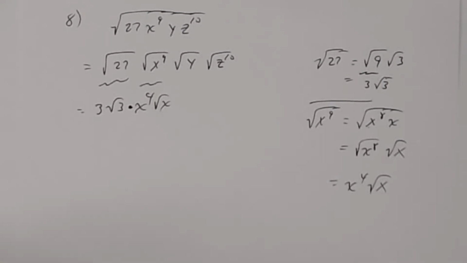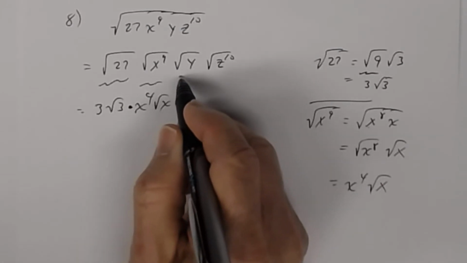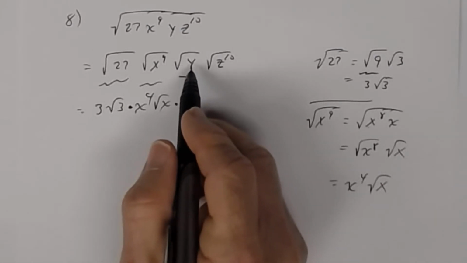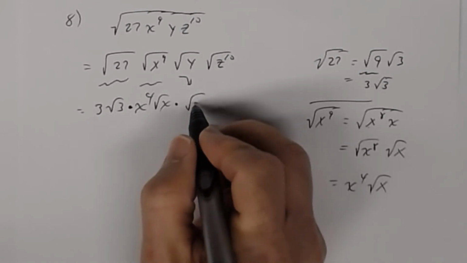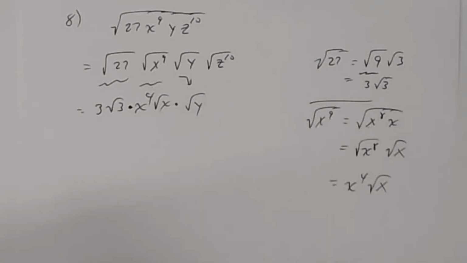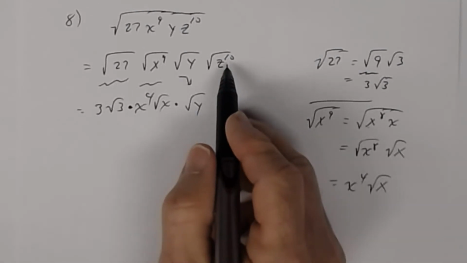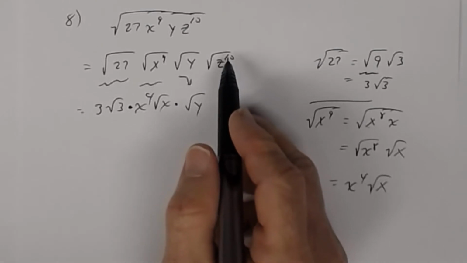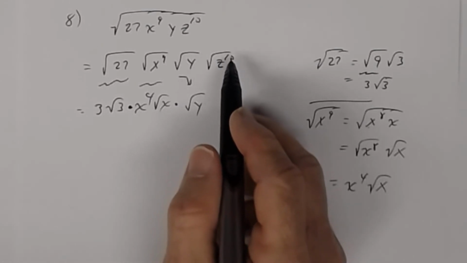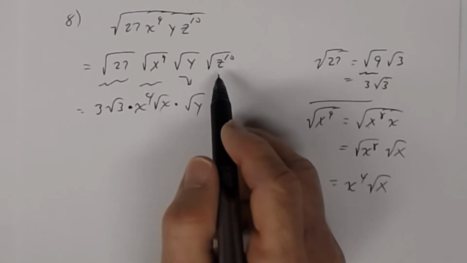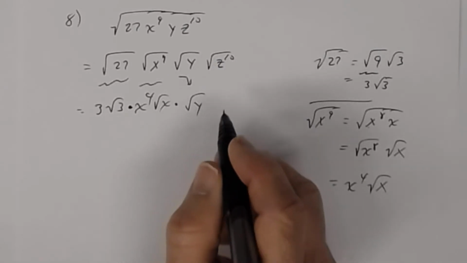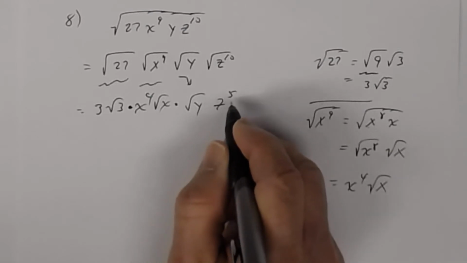Okay? Then times, can I simplify the square root of y? Nope. So rewrite it. The exponent is less than the index. What about the square root of z to the 10th? I can simplify that because 10 is greater than or equal to 2, but it's a nice one, isn't it? 10 is divisible by 2, so what's the square root of z to the 10th? 10 divided by 2 is 5, so z to the 5th.